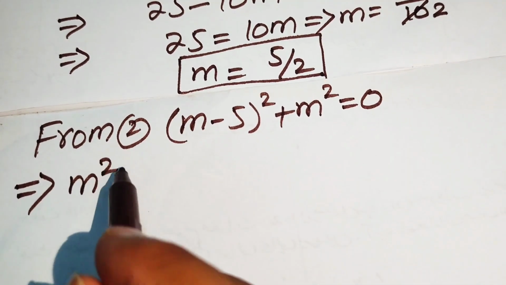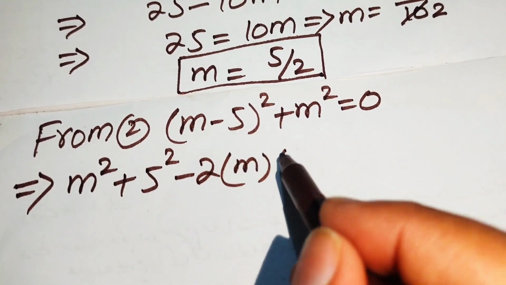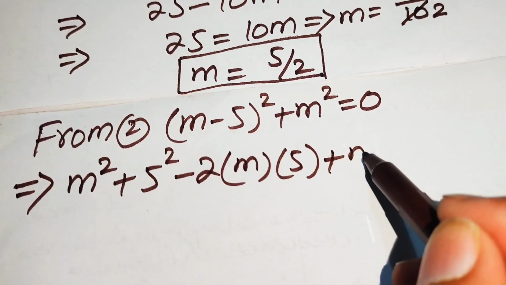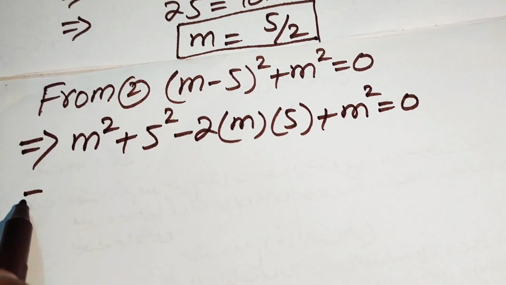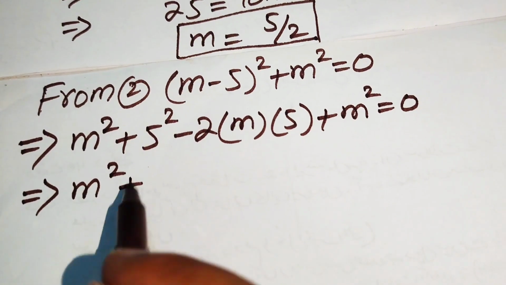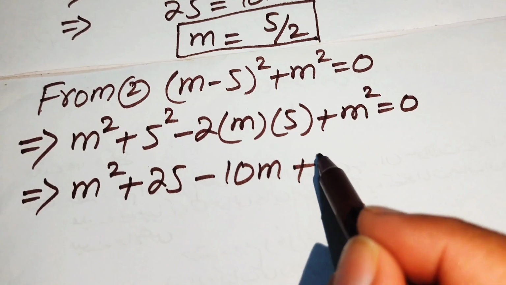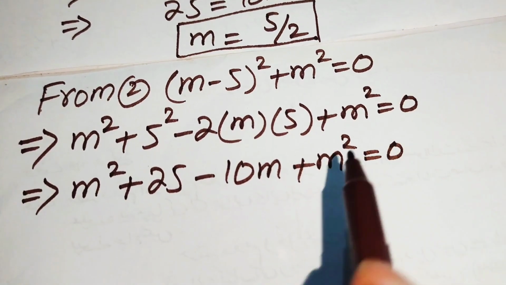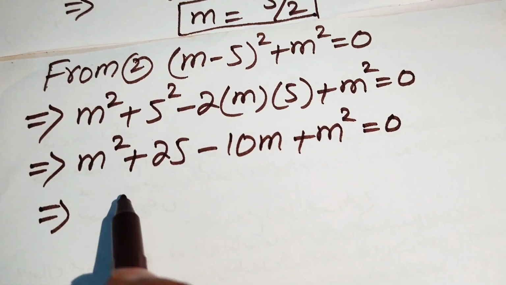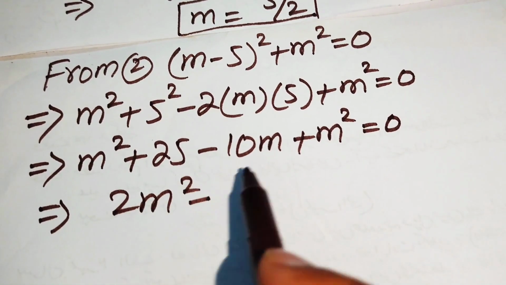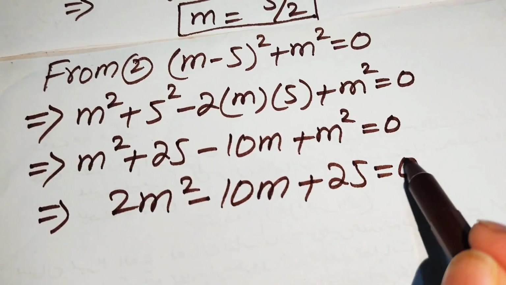we have m square plus 5 square minus 2 times m into 5 and plus m square equals to 0. And now in the next step we have m square plus 5 square is 25, and 5 twos are 10m, and plus m square equals to 0. So here we rearrange the terms and we have m square plus m square is 2 times m square, and this is minus 10m and plus 25 equals to 0.